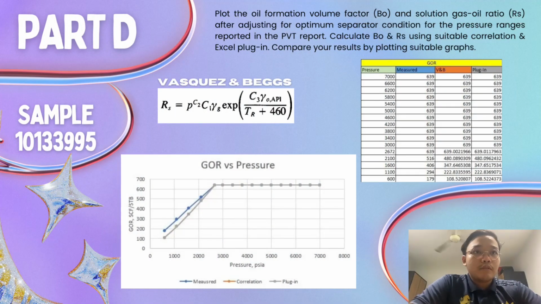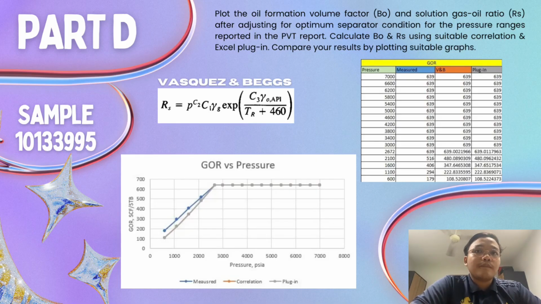Right, next let's look at the Rs. We can use this correlation equation to find the value for the correlation part. Also, according to our PVT data, the bubble point pressure is 2672 psi. At pressures above bubble point, Rs remains constant at 639 SCF over STB.